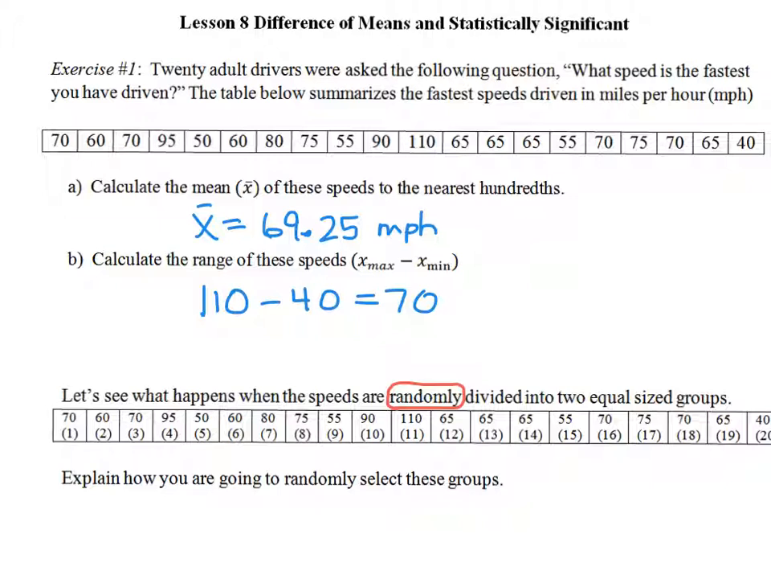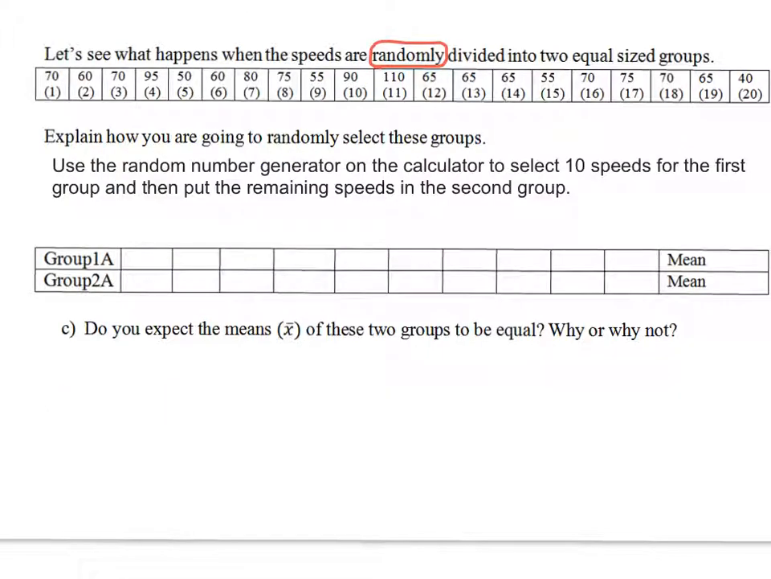So let's talk about how we do that again on our calculator. So once again, I'm going to use my random number generator on the calculator. I'm going to randomly pick 10 of the people, and those 10 will go in the first group, and then the remaining ones will go in the second group.